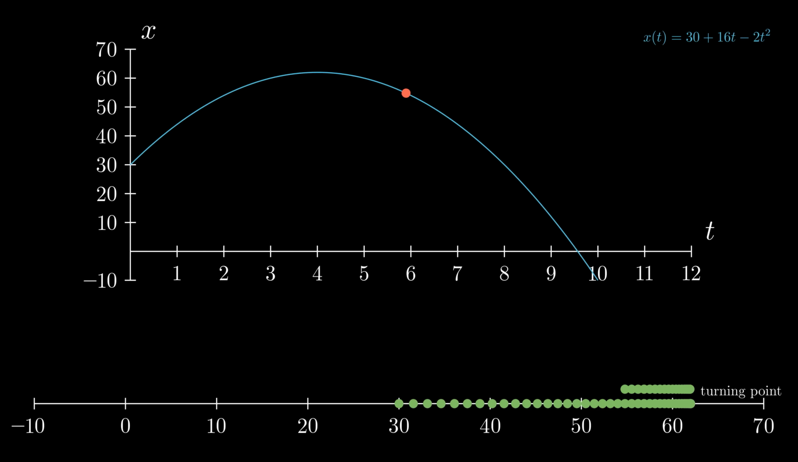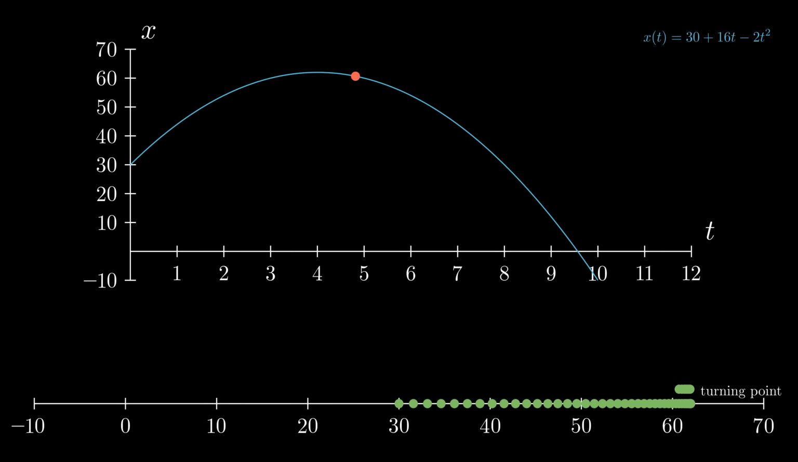For example, when t equals 0, the particle is at x equals 30. When t equals 4, the particle reaches its highest position at x equals 62. The green dots at the bottom show the particle's position every 0.1 second.